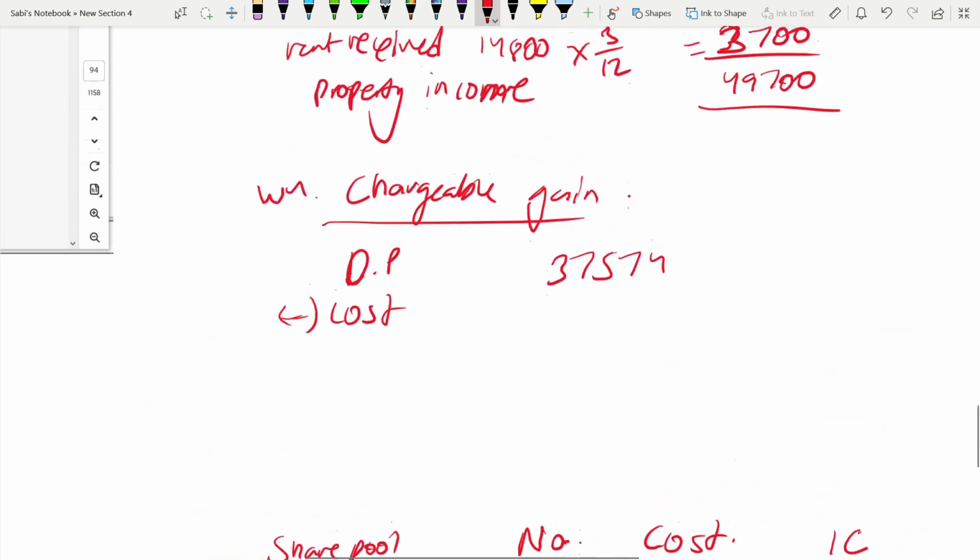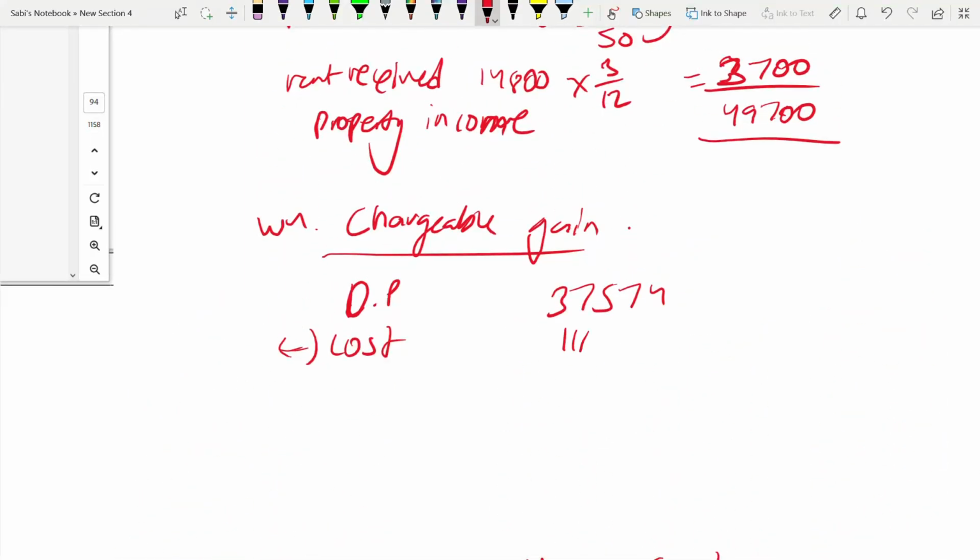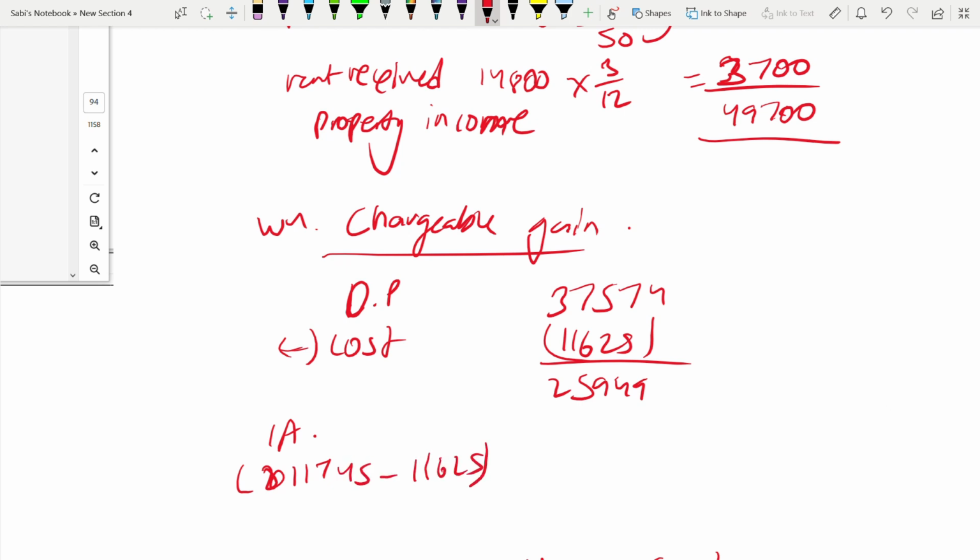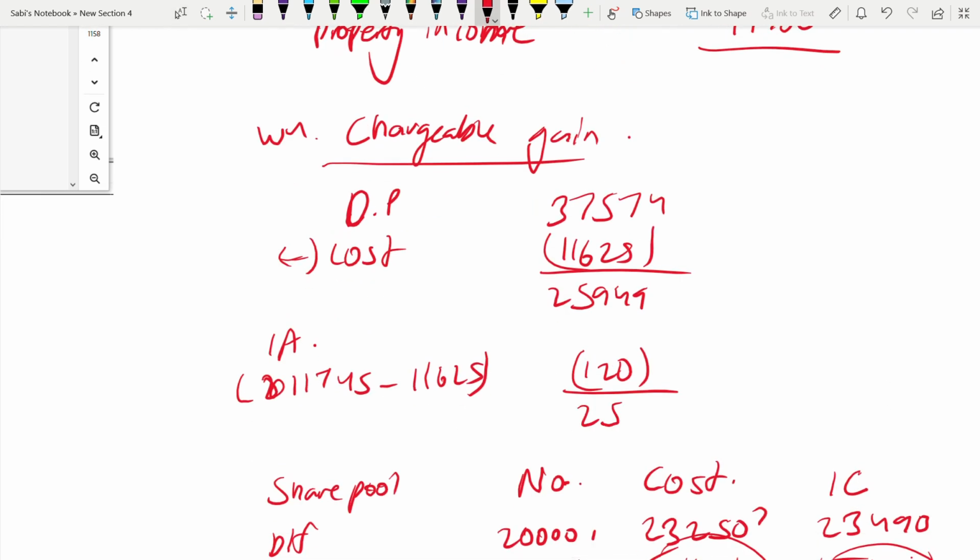Okay. So now the cost is 11,625, 25,949. Indexation allowance, remember, it is the indexed cost minus the unindexed 11,625. Indexation allowance is just 120. 25,829. This is the chargeable gain. This is also in a box because I need it later.